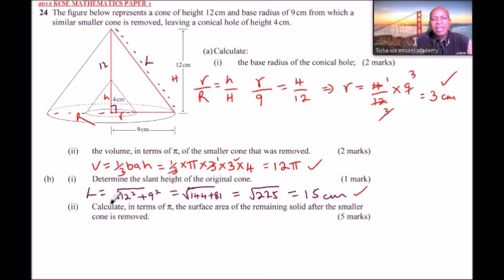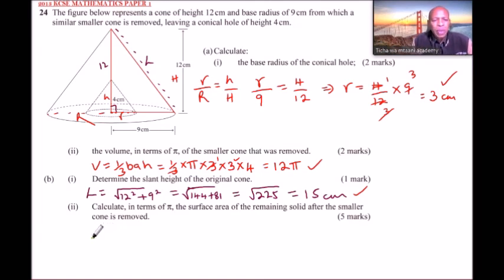You can be able to work it offhand. That is the square root of 12 squared plus 9 squared. So that's why you are being awarded 1 mark. But I've just used that method to show you how we are arriving at the slanting side, in case you get confused.